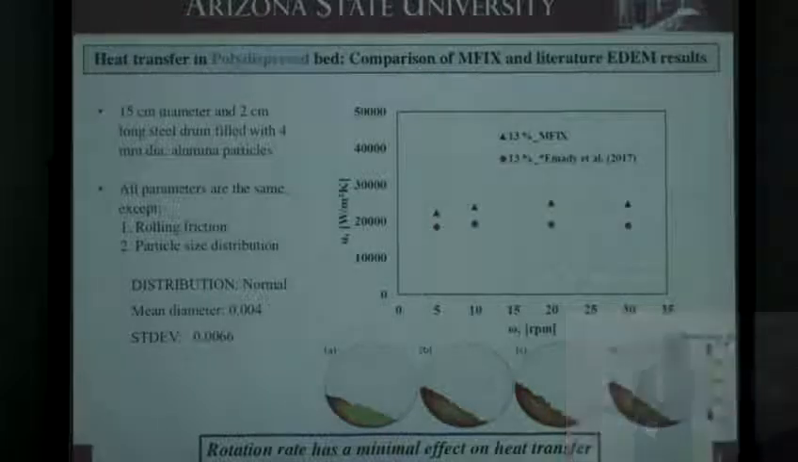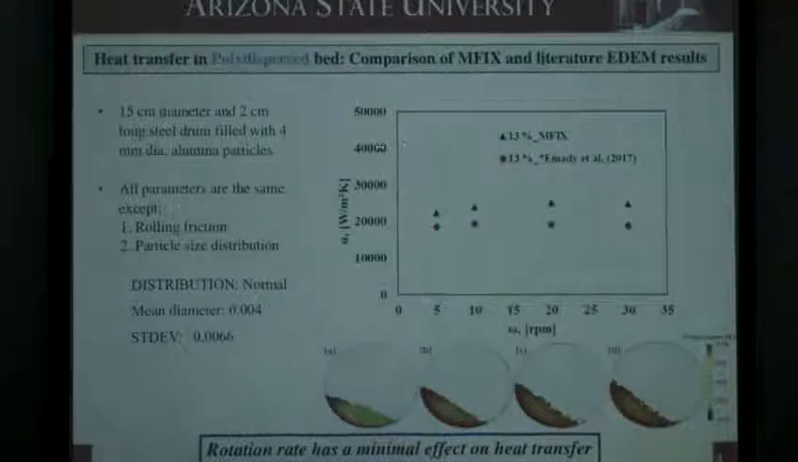Okay, so there's a lot of stuff here. The first thing I want to note is we're looking at heat transfer in a polydispersed bed. EDEM already had polydispersity. We just ran those simulations with the particle size distribution. And actually, when we started this project, MFIX didn't have polydispersity. As part of our funding, my co-PIs and I developed that capability. So the goals of this were twofold: to test the polydispersity and also the effects of heat transfer.